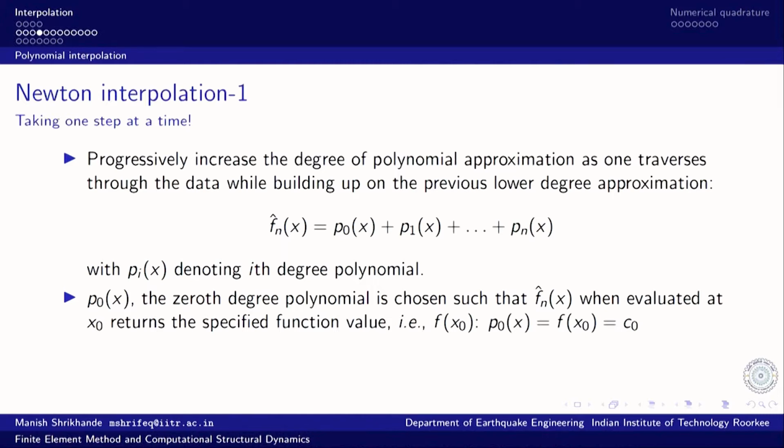gradually, so that we can make use of previous results, and if any intermediate data is left out or has to be changed, then only from that point onwards it has to be modified. So, P 0, the 0th degree polynomial, is chosen such that the approximation function f hat, when evaluated at x 0, returns the specified value. So, it is just the function value that is specified at x 0. So, that becomes the basic constant term, let us call it C 0.